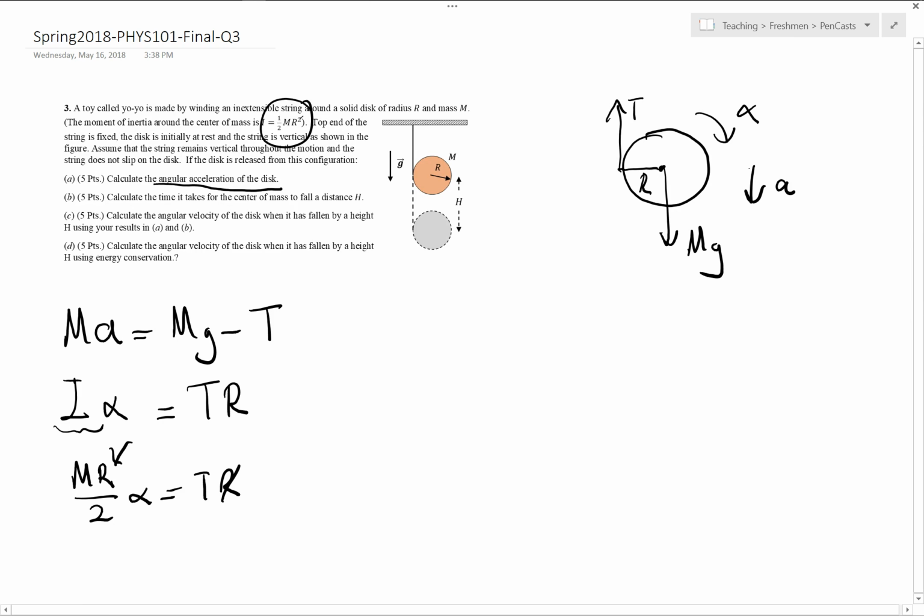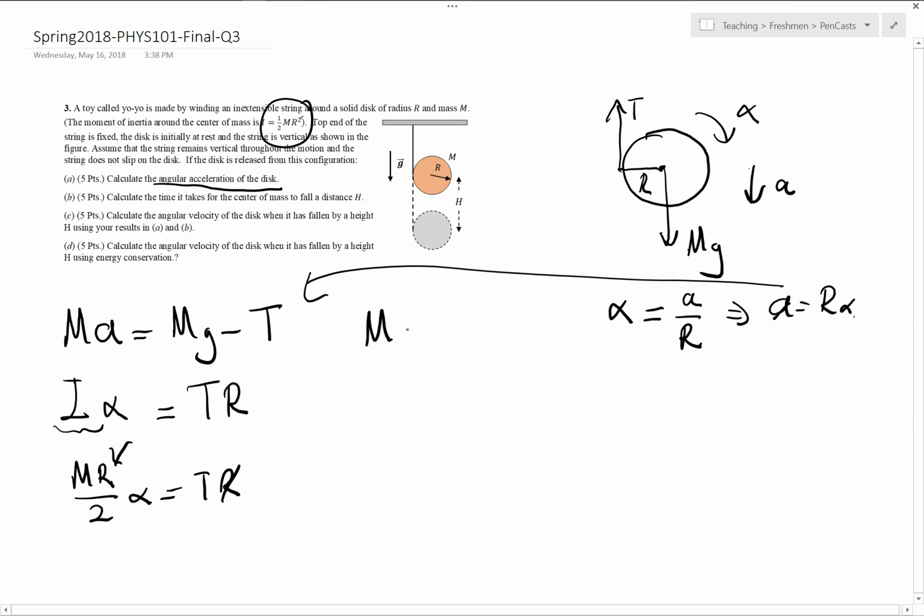But alpha and a are not completely free, right? As this thing falls down, it must rotate so that new rope becomes available to fall down. This is like rolling without slipping. Alpha is a over R, or I can write a as R alpha. So let's plug this in here. I have m R alpha equals mg minus T. The other equation is m r over 2 alpha is T.